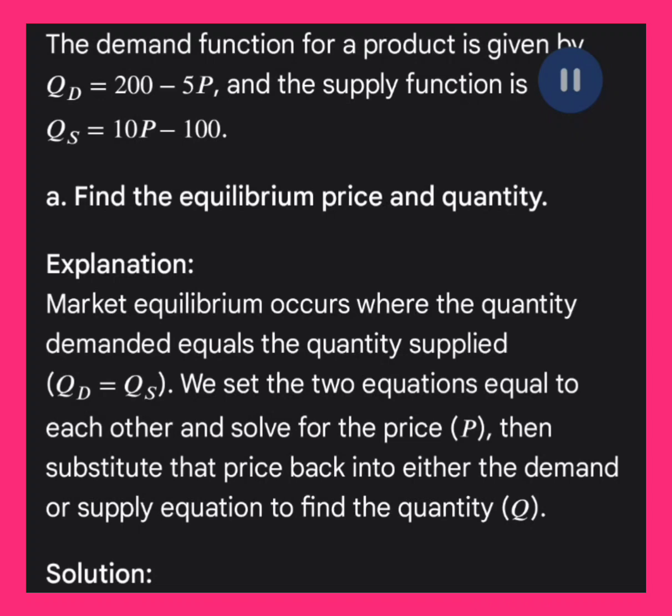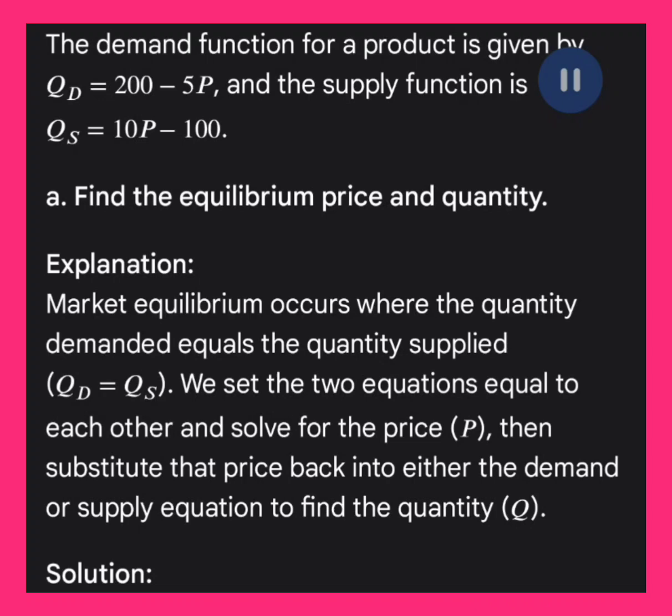Explanation: market equilibrium occurs where the quantity demanded equals the quantity supplied, Q_D equals Q_S. We set the two equations equal to each other and solve for the price P. Then substitute that price back into either the demand or supply equation to find the quantity Q.